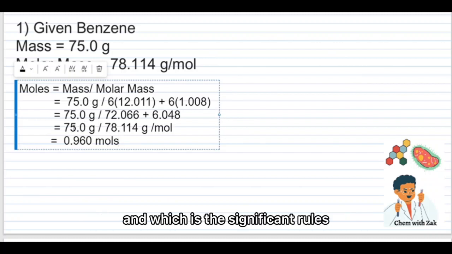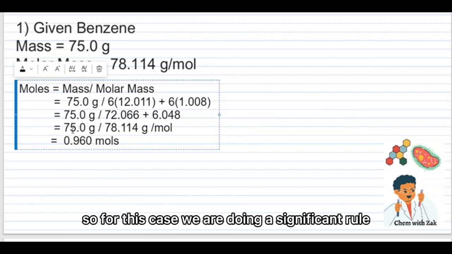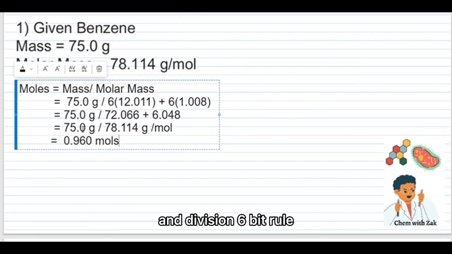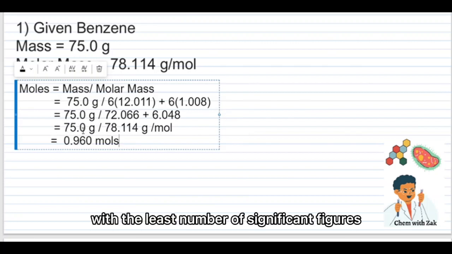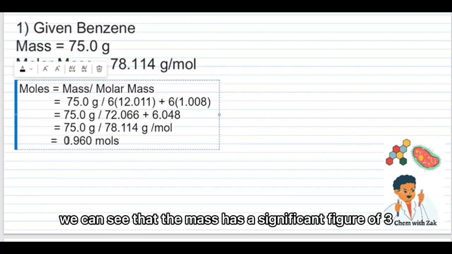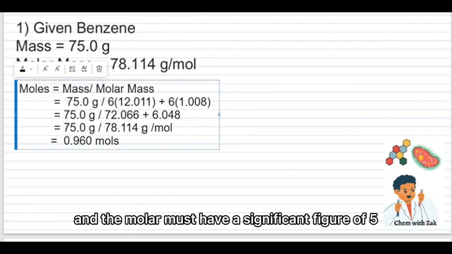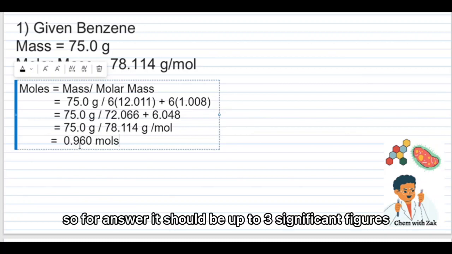Whenever we are doing this type of calculation, there's something very important we should pay key attention to, which is the significant figure rules. In this case, we are using the significant figure rule for multiplication and division. It states that the answer should have the least number of significant figures. From this question, the mass has 3 significant figures and the molar mass has 5 significant figures, so our answer should be up to 3 significant figures.